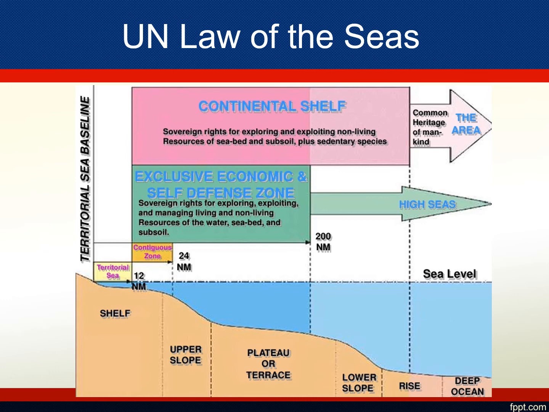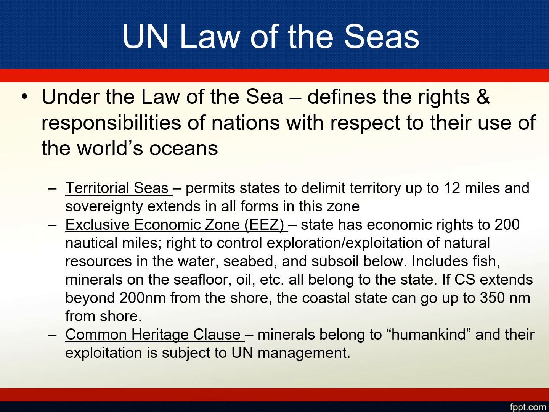Now, 12 miles past that is known as the contiguous zone, which is kind of just a buffer zone between your EEZ and your territorial waters. 200 nautical miles from your coastline is known as your EEZ, or your exclusive economic zone. This means any natural resources found within these 200 miles, whether it's oil or fishing, is exclusively your country's. So Japan, their ship can be in our waters, but they cannot fish in our exclusive economic zone. Then past that is known as the high seas or international waters. And that's not under the jurisdiction of any one country, but instead is under the jurisdiction of the United Nations as a whole. So again, the law of the sea defines the rights and responsibilities of nations with respect to their use of the world's oceans.